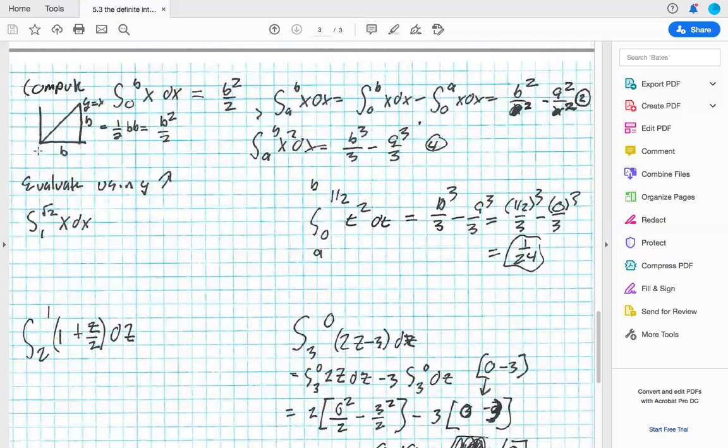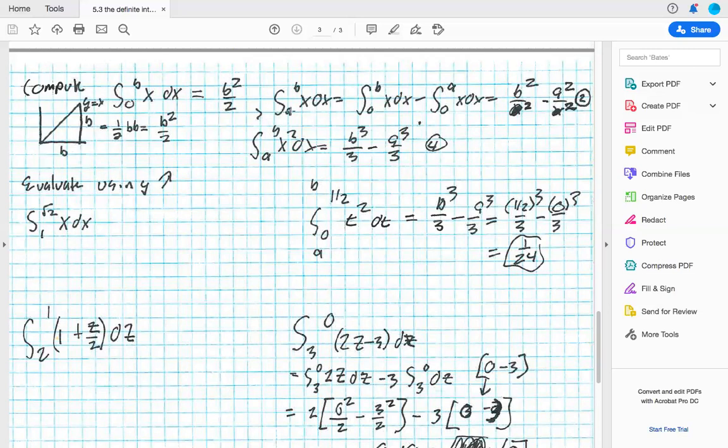Now, if we think about this function y equals x, it's just a straight line. And we know because y equals x, at the x value b, the y value is b. So here, the area from 0 to b would be 1/2 length times width, or height times width. So b times b is b squared. 1/2 of that is b squared over 2. So the integral of x from 0 to b would be b squared over 2.